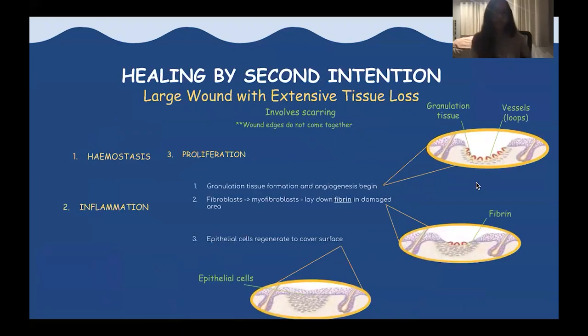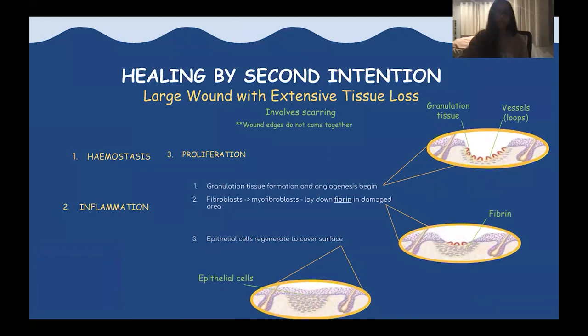Healing by second intention. This happens when there's quite a big wound and a lot of tissue loss. And usually in these wounds, the edges don't come together or are not very close to each other. And usually by the end of the process, you get a scar formed. So hemostasis and inflammation are kind of the same as what we've seen before.